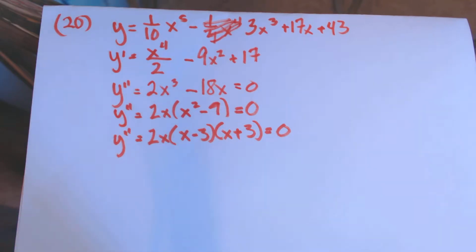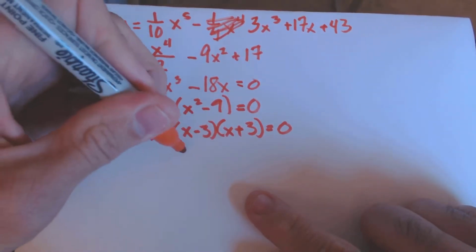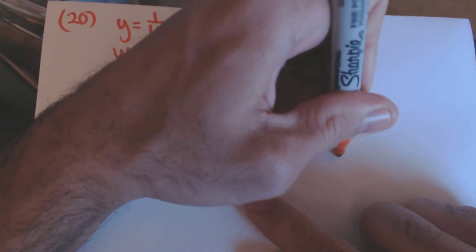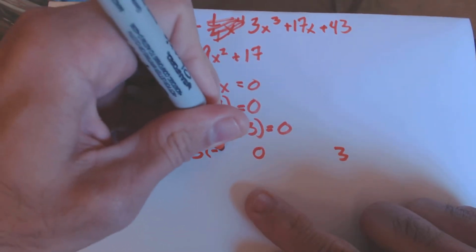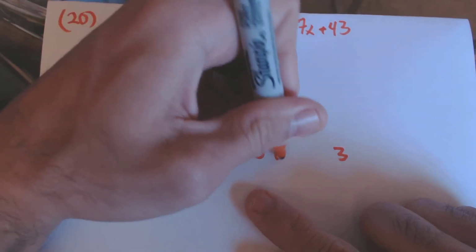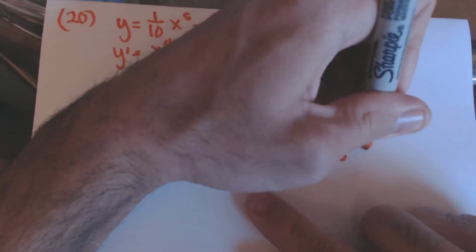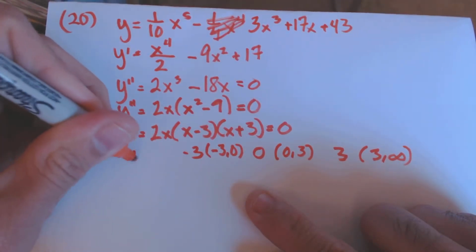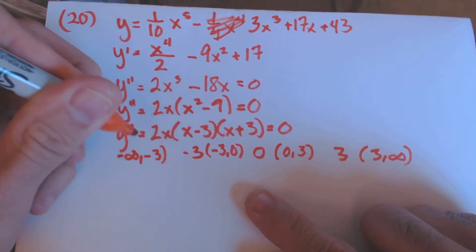So let's set up a sign chart. So negative 3, 0, 3. We have the interval between negative 3 and 0. We have the interval between 0 and 3. We have the interval from 3 to infinity. And we have the interval from negative infinity to negative 3.